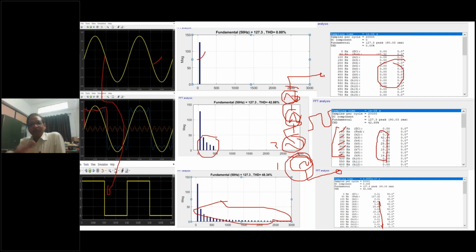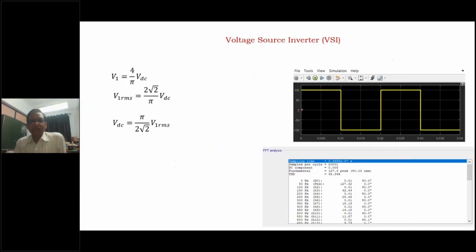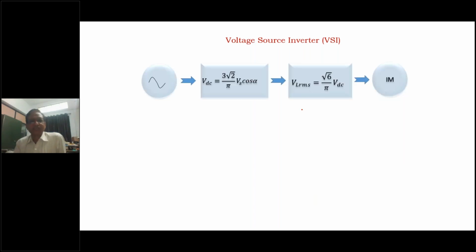Okay, so its response will be... for example, if I consider the induction motor, I will consider the example of induction motor. This is the equation we discussed. Now, how to control the voltage? If I want to control the voltage, the magnitude of voltage depends on VDC. This is the inverter.